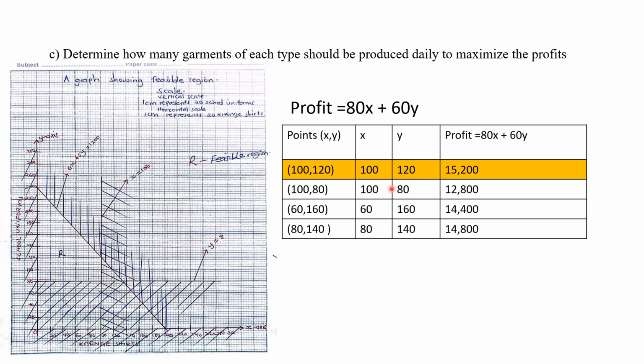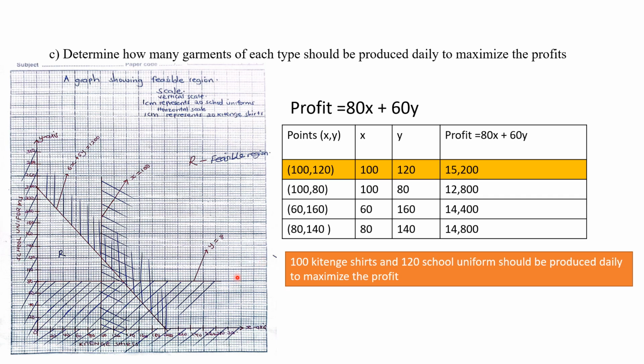So when it came to substituting, I see this one which is highlighted with a yellow color is the one that gives us the maximum value. And remember, it is the one intersecting at 100 and 120. So we shall say that the point is 100 and 120. So 100 change shirts and 120 school uniforms should be produced daily to maximize the profit.